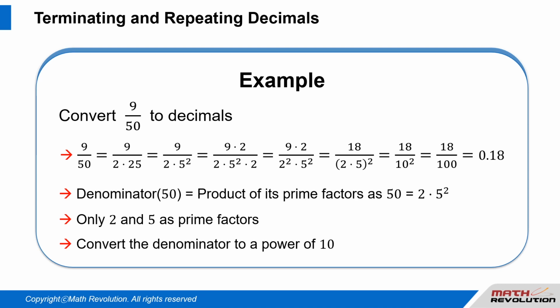As you can see, the denominator 50 can be written as a product of its prime factors as 50 equals 2 times 5 to the power of 2, which means that it has only 2 and 5 as its prime factors. Thus, we can convert the denominator to a power of 10 and easily change the fraction to decimal.